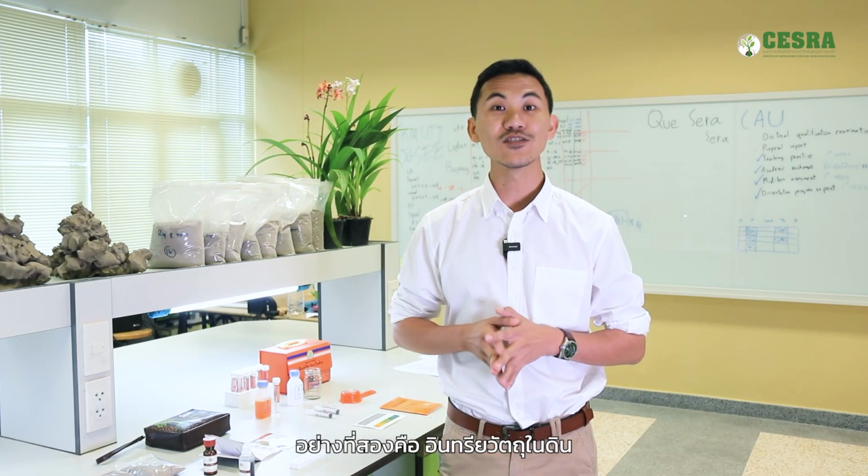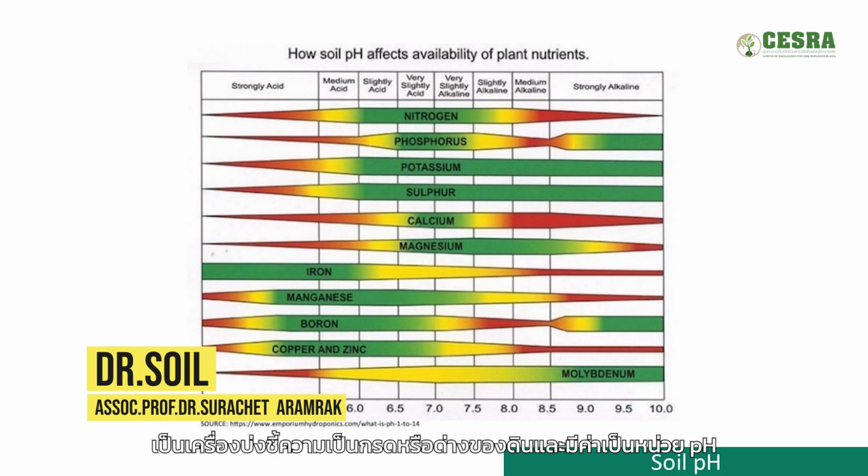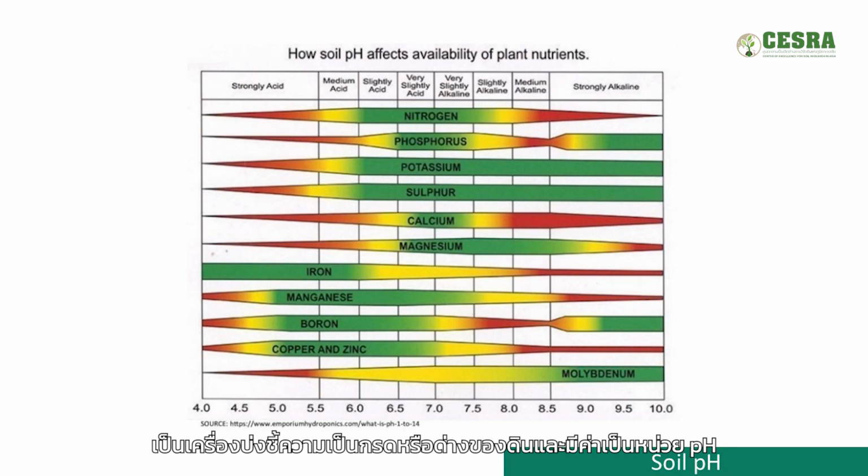The first one is soil pH, you're probably familiar with that. And the second one is soil organic matter. Let's check out what we're going to learn today. Soil pH, or soil reaction, is an indication of the acidity or alkalinity of soil and is measured in pH units. The effect of soil pH is great on the solubility of minerals or nutrients.